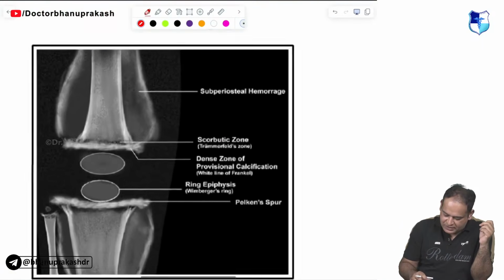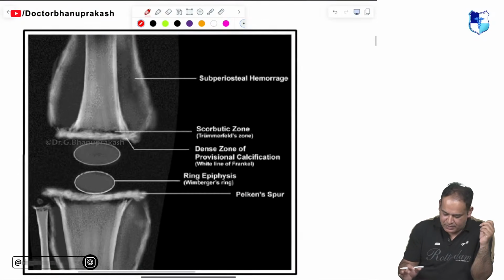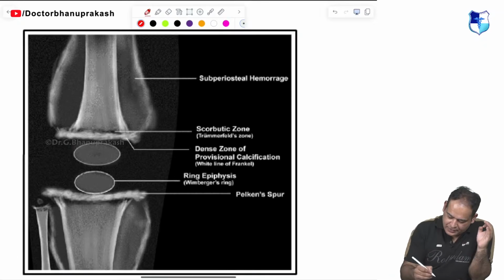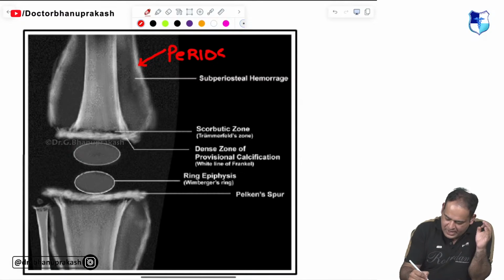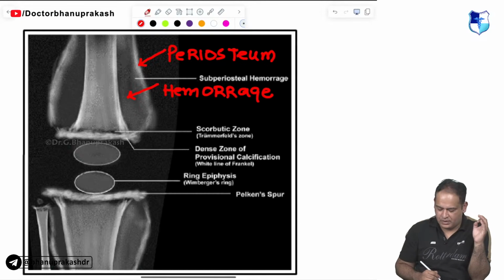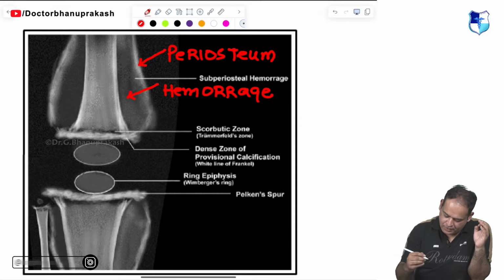Now, this is the typical X-ray, and this image has been asked several times. You see here, in this image, this is the periosteum. Below the periosteum, you see some decreased density. What is that? Hemorrhage. Hemorrhage means bleeding, collection of blood, hematoma, right?